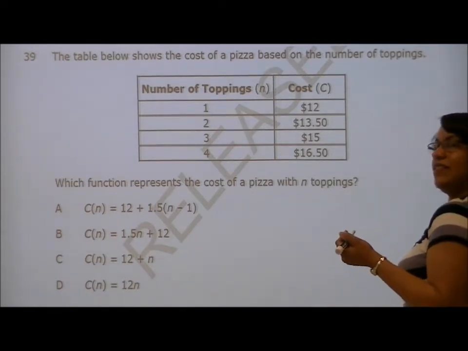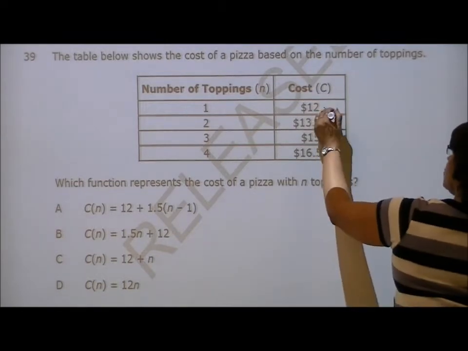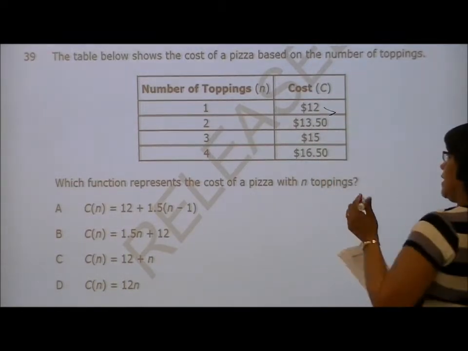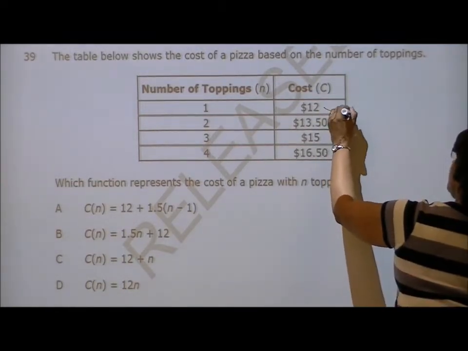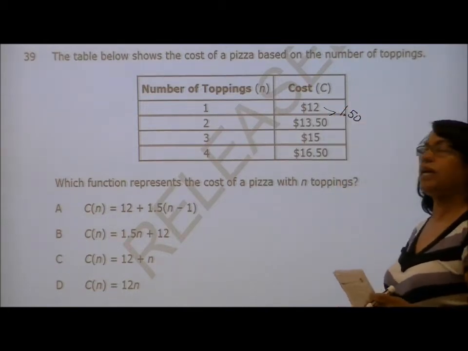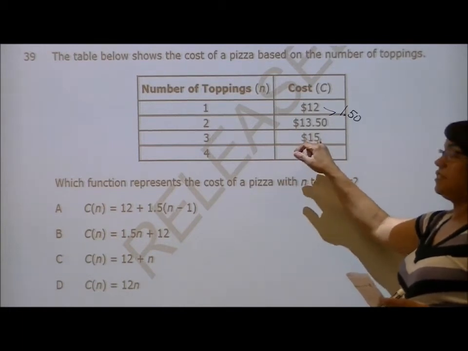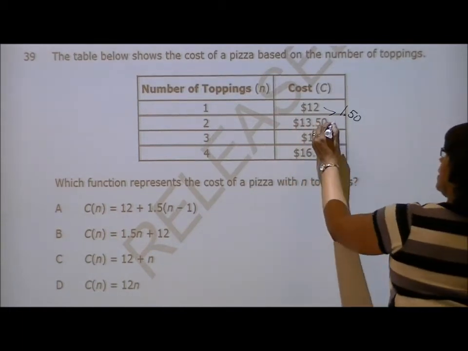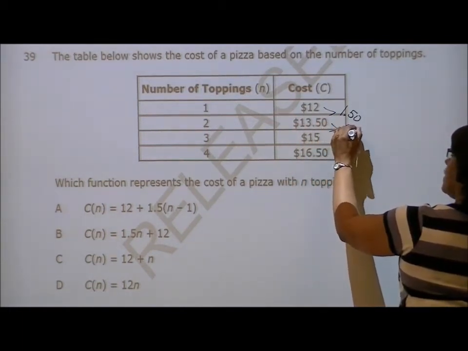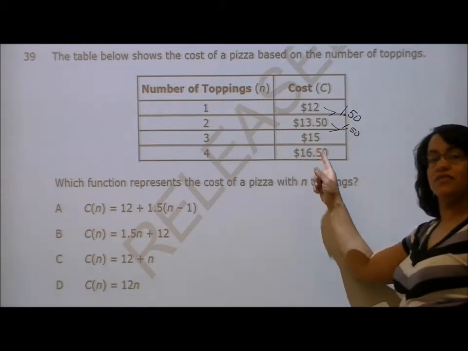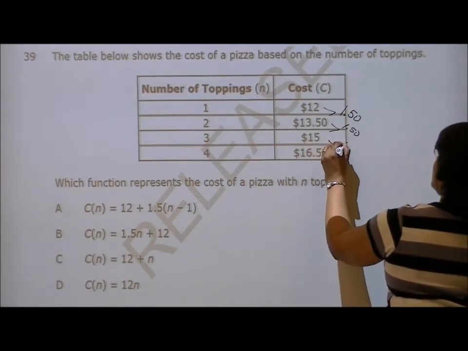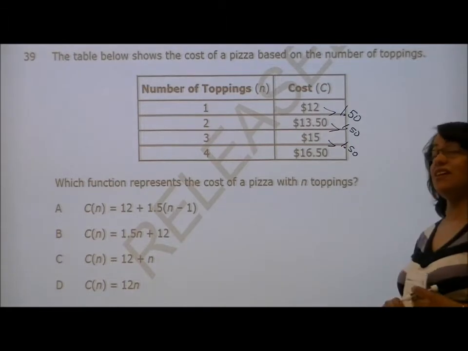Well, first, let's look at the slope. From $12 to $13.50, we grow $1.50. So you can find that by subtraction. $13.50 minus 12 is $1.50. $15 minus $13.50 is also $1.50. And then $16.50 minus 15 is $1.50. So the rate of change is $1.50.